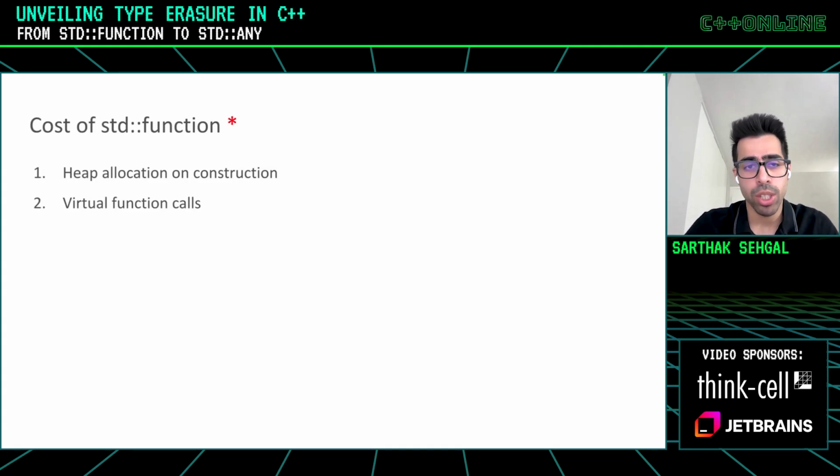Number one, there's heap allocations on construction. And number two, there are virtual function calls. And I've got a little asterisk here again as well. That's because some standard implementations might do optimizations. One of the well-known optimizations is small buffer optimization, wherein if the size of the function is small enough, then there's not going to be any heap allocation. Although I think most of the implementations do have virtual function calls. I won't be talking about the small buffer optimization in this presentation, but I'll link to an interesting article at the end of the slides.